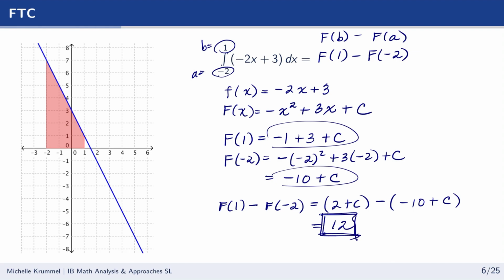What happened to the plus c? Well, we had a plus c in f of 1. And in f of negative 2, we also had a plus c. And because we're going to subtract those two expressions, we're always going to have c minus c, and c minus c is always going to give us 0. And so it just disappears. So when we're evaluating definite integrals, generally we don't even bother to write down the plus c because we know that it's just going to cancel out in the end.